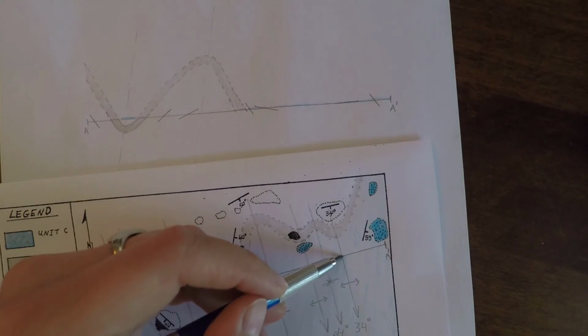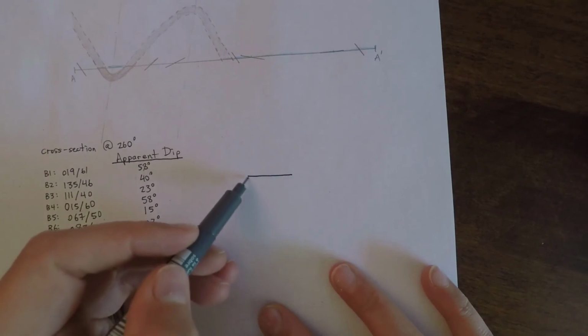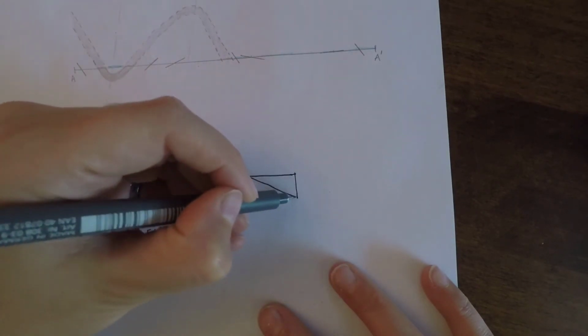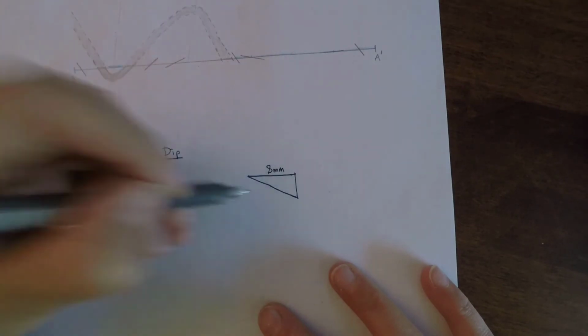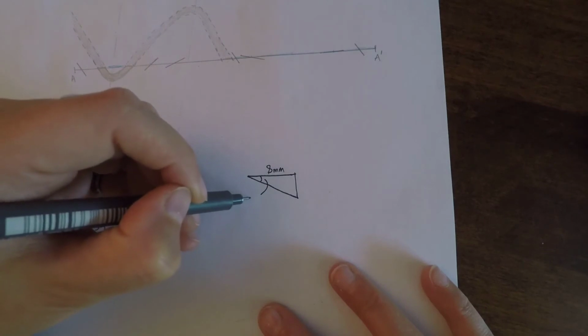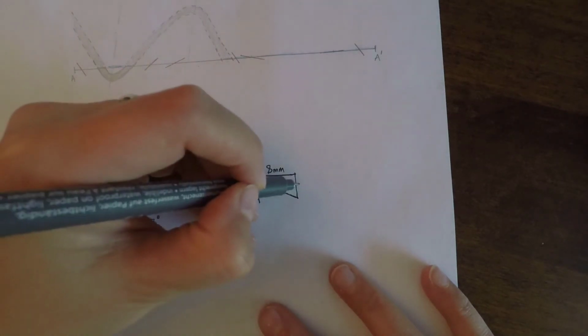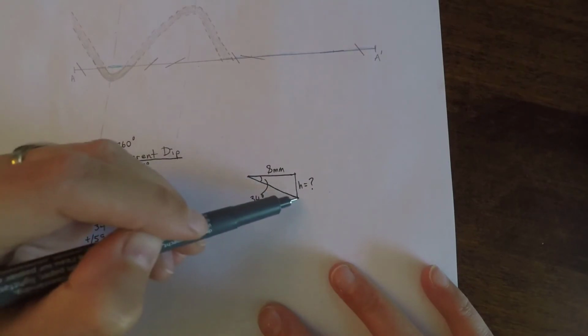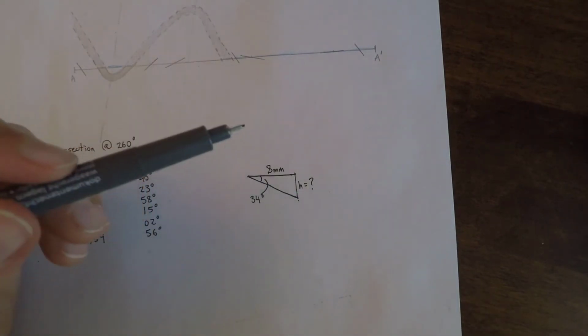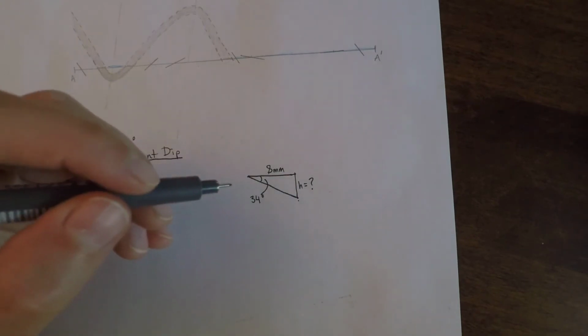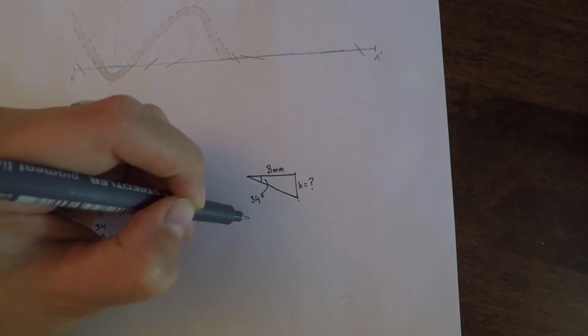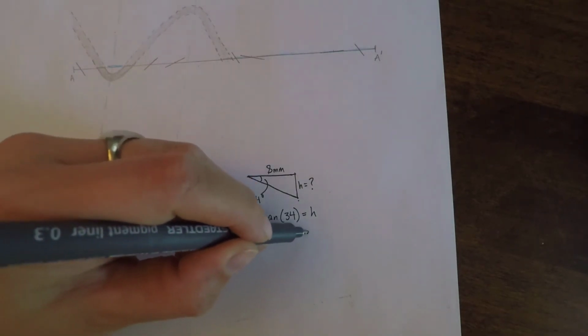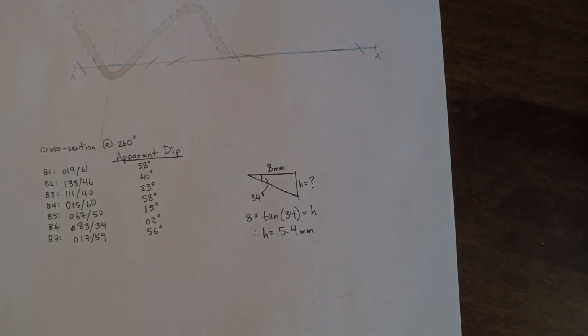So if we measure this distance here, I measured it earlier as 8 millimeters on my printout. We can sketch a triangle. If we have 8 millimeters on ground surface, the plunge angle is 34 degrees. Our depth below ground surface, where the fold will intersect the cross-section, is a very simple calculation to solve for h. So we have 5.4 millimeters for h.